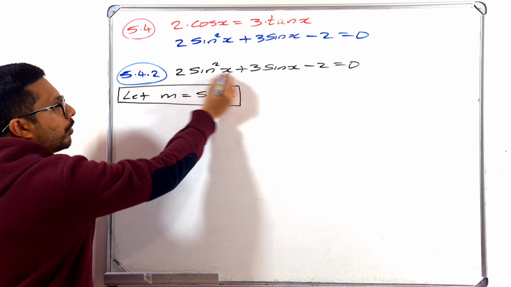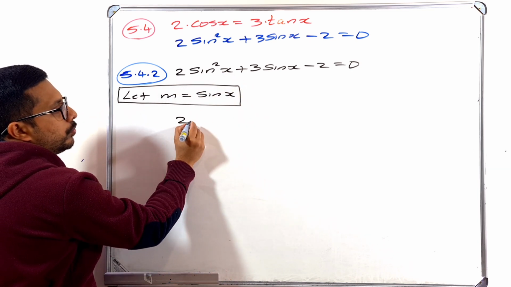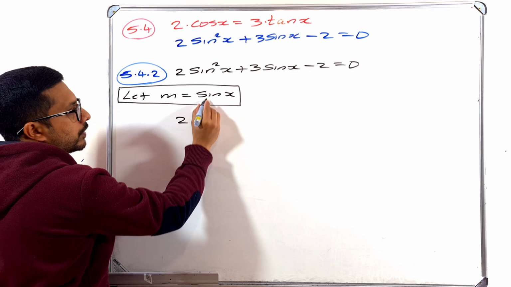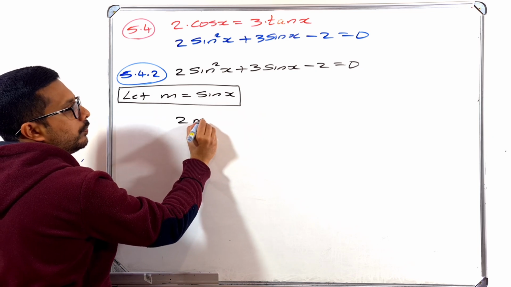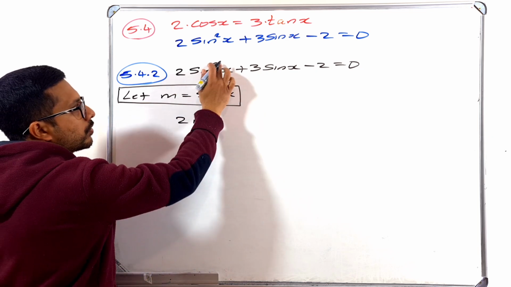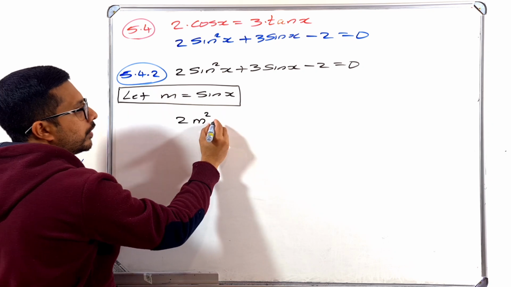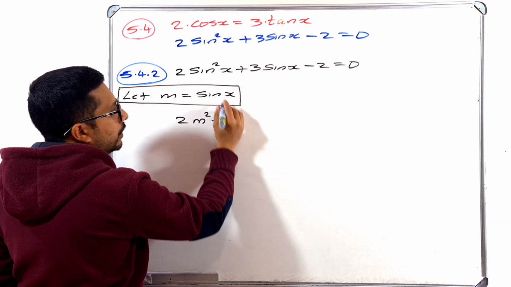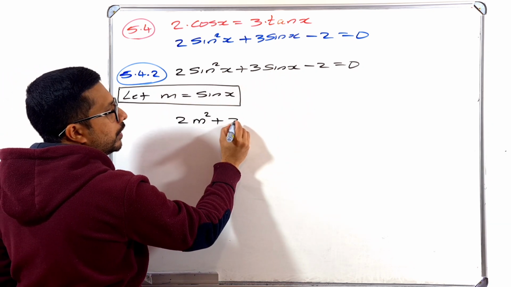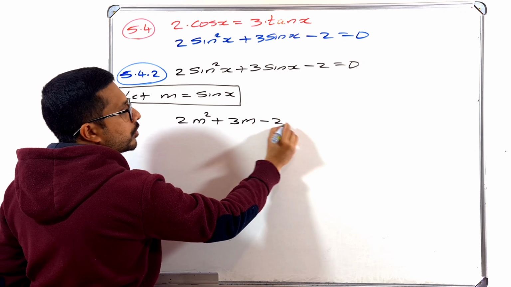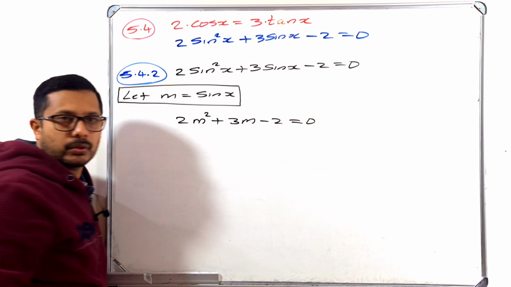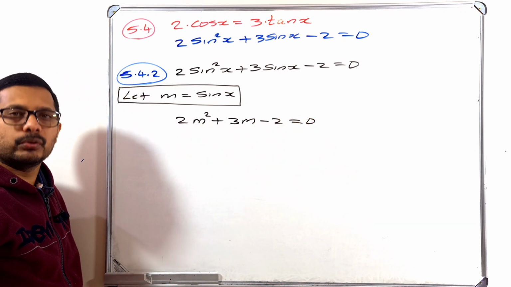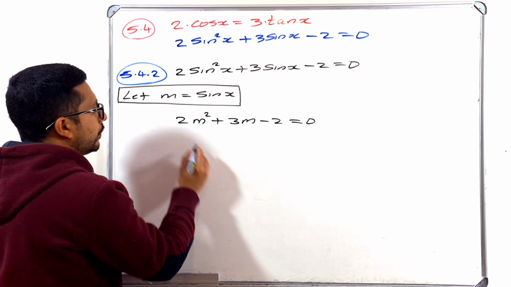Okay, so now how can we write this equation? 2 sine square x, sin x is m, so sine square x is m square, plus 3 sin x is 3m, minus 2 is equal to 0. Now we have to factorize this one. Okay, so what are the factors?